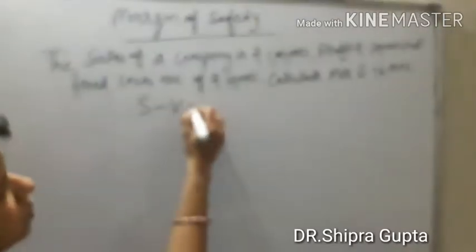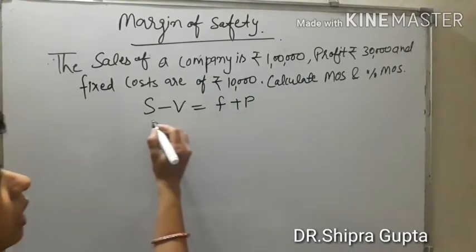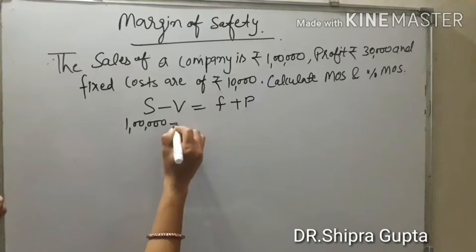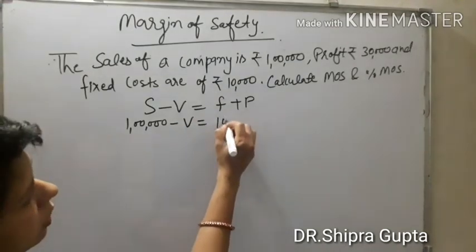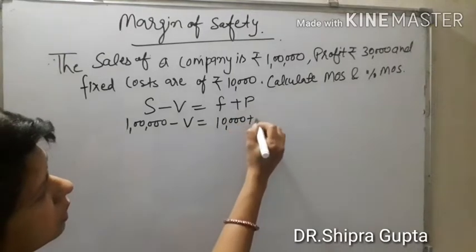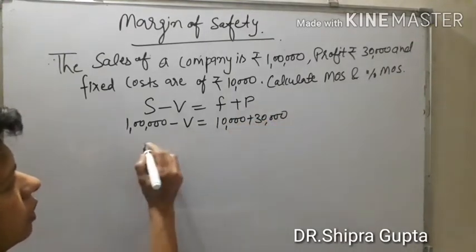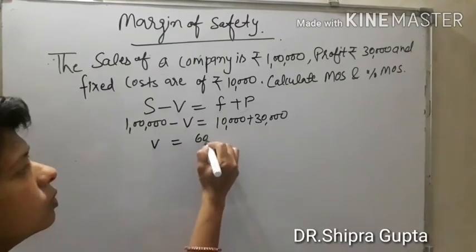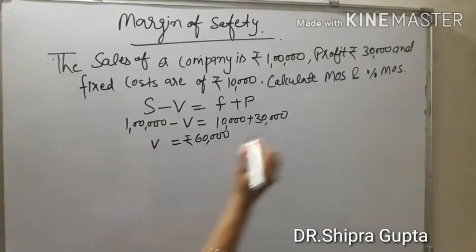S minus V equals F plus P. S minus V, it means 1 lakh minus variable cost, which we don't know, equals fixed cost 10,000 plus 30,000, that is 40,000. It means variable cost equals 60,000 rupees. Now we can apply the formula.